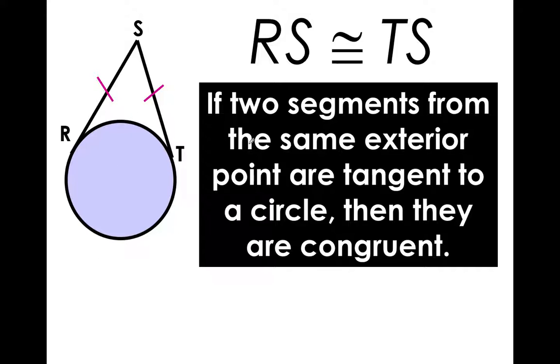And so what we're saying is that we've got two segments. If we have two segments that are coming from the same exterior point, meaning if it's a point S right here, two segments coming from that same exterior point, or exterior vertex, whichever way you want to call it, and those two segments are tangent. Remember, tangent means touches the circle at one spot. So that means that it touches the circle here and it touches the circle here. Then basically what we're saying is that those two segments are equal to one another.